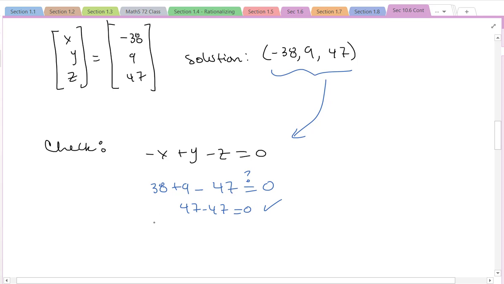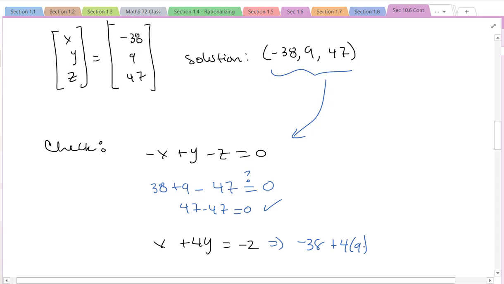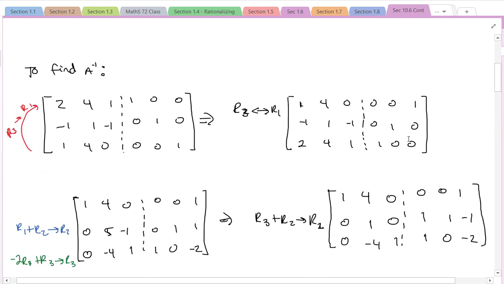Yay! The third equation was x plus 4y equals negative 2. So if you check the point into this equation, x is negative 38, so negative 38 plus 4 times y, which is 9. Does that equal negative 2? Yes, 4 times 9 is 36, so negative 38 plus 36 is in fact negative 2. So the only one to check is the first one, but it will work as well. And that's how you solve a system of equations with 3 variables by using a matrix equation.